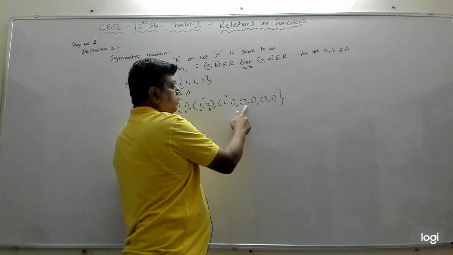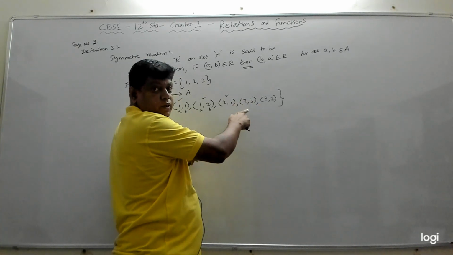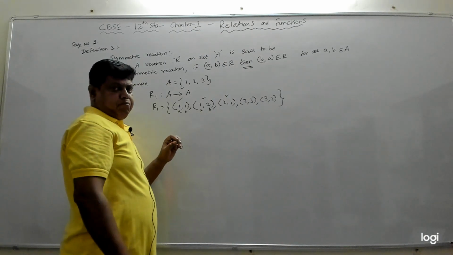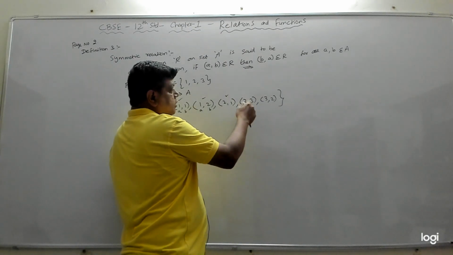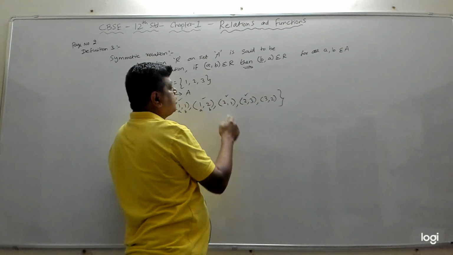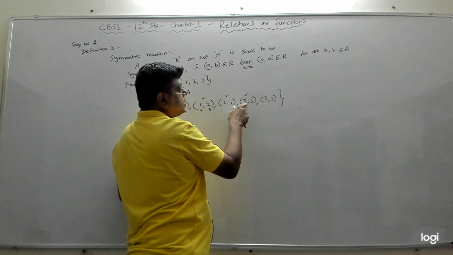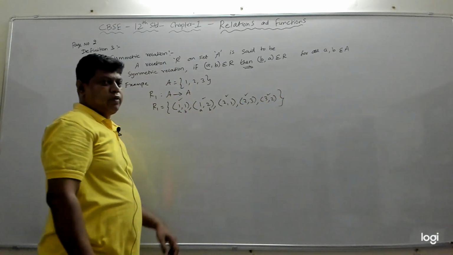Now take 2 comma 3. 2 comma 3 is in R. Whenever you take an element, you should check whether the reverse is there in R. What is the reverse of 2 comma 3? 3 comma 2, which is there. So this is also satisfying this condition. Then again take the next element 3 comma 2. What is the reverse of 3 comma 2? It's 2 comma 3, which is here. So this is also satisfying.